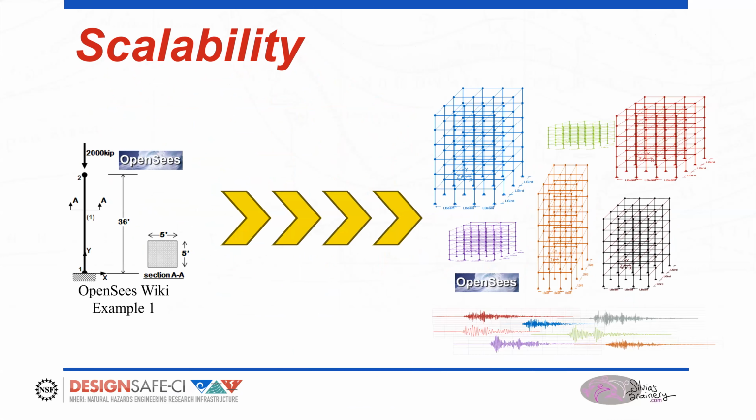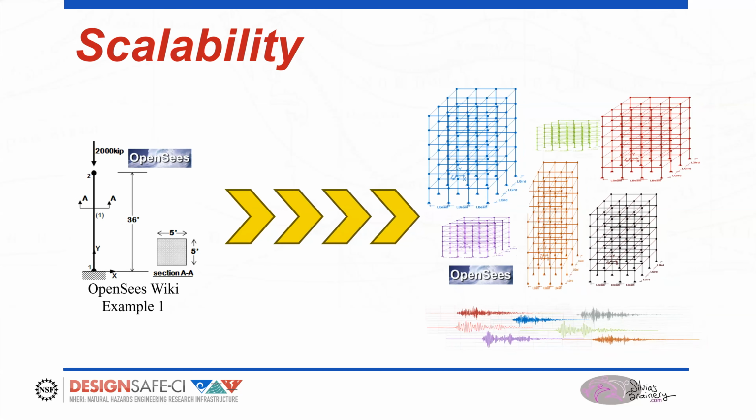That's in the wiki, and then you scale up, and scalability means being able to run millions of different variations of different structures and different ground motions or different load cases. And so how do we get from example 1 all the way to this large data set? So let's take it one step at a time.